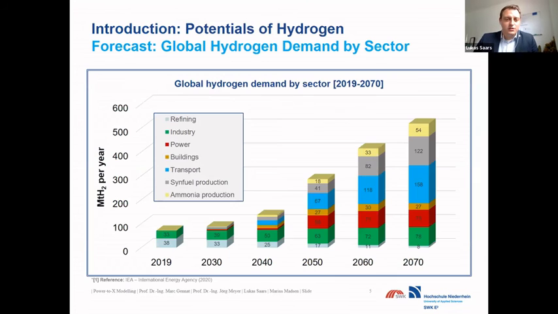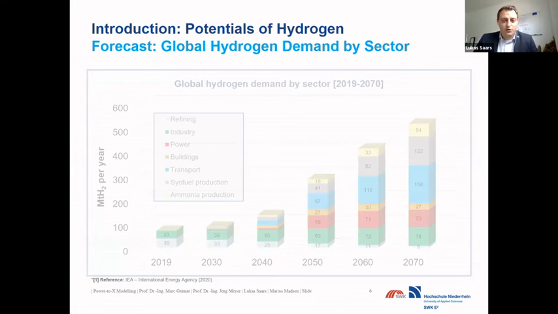First, I want to start with the introduction. Here you can see a forecast for global hydrogen demand by sector. This chart from the International Energy Agency shows the global demand for hydrogen in different sectors. And we can clearly see that the use of hydrogen in transport sector currently still plays a less important role. However, forecasts show that the hydrogen demand could grow to 66.5 megatons per year by 2050. And by 2070, demand in the transport sector could even rise to 158.2 megatons per year.